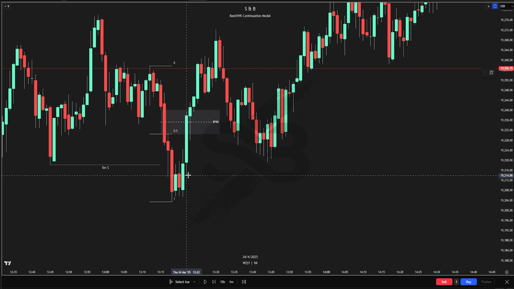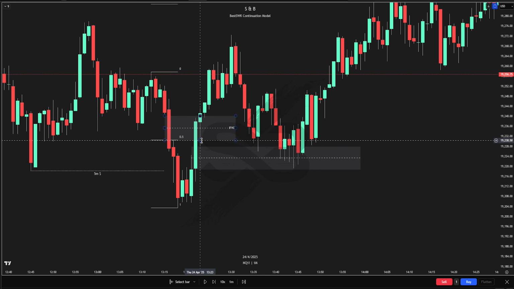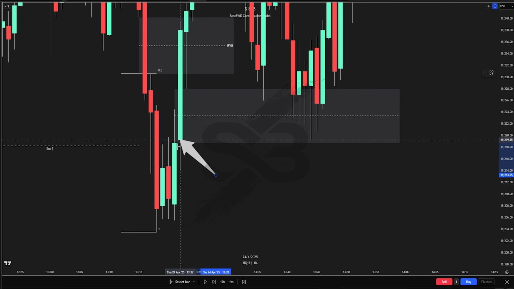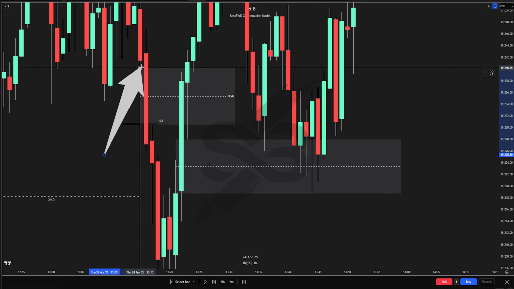Then do we have a BISI? Yes, we do. The BISI is not drawn from wick to wick in this case, because as you can see from this candle to this candle, there's a really small volume imbalance between the two. We want to include that volume imbalance into our fair value gap. Here, we didn't have any volume imbalance.